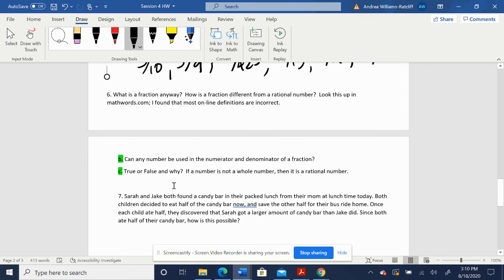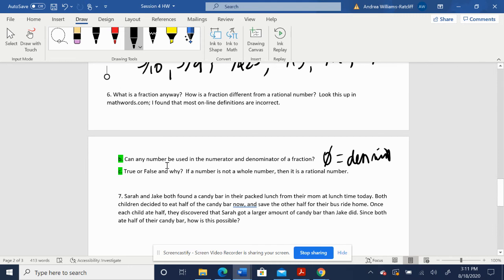Can any number be used in the numerator and denominator of a fraction? No. The exception to that is 0. We can't have 0 in the denominator. A lot of people explain that by saying if we think about a fraction as a division problem, we can't divide by 0, which is true. But it's also contrary to what we've learned to think about fractions in terms of parts and wholes. If we thought about a fraction with 0 in the denominator, it would be like saying I have 2 parts out of the 0 parts it takes to make a whole. And that just doesn't make sense. It wouldn't exist that way.